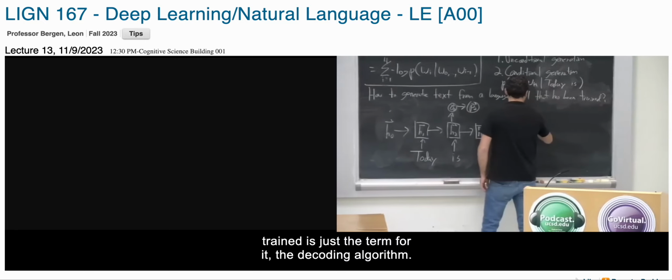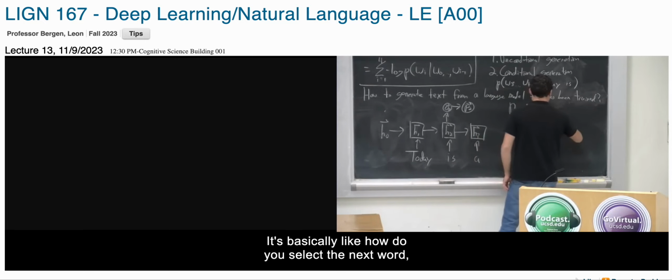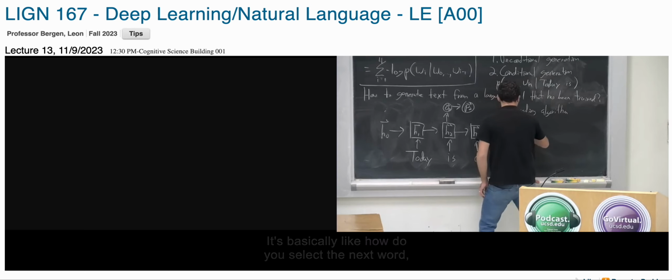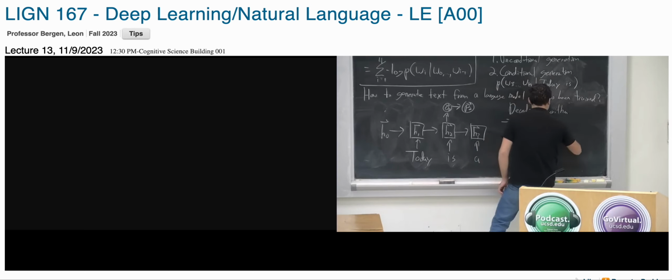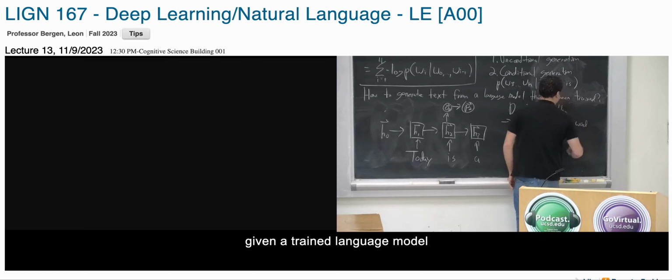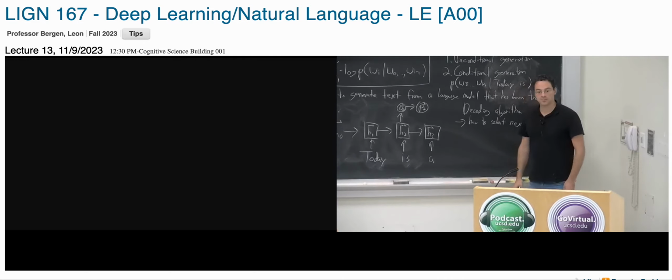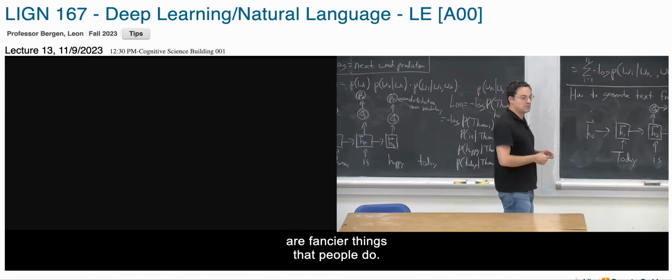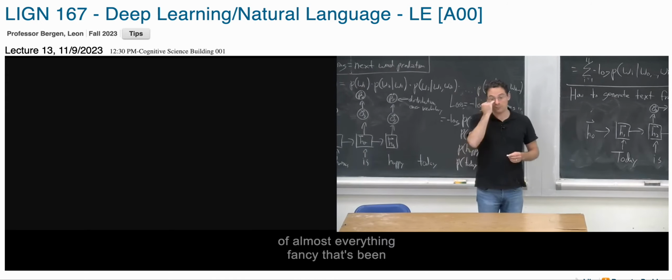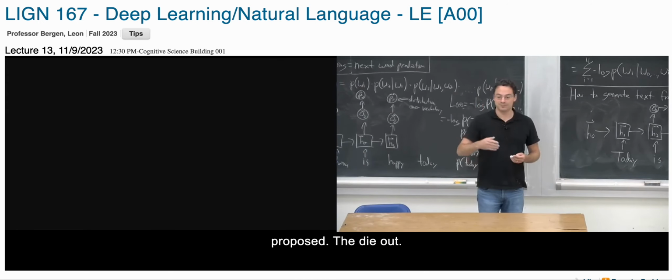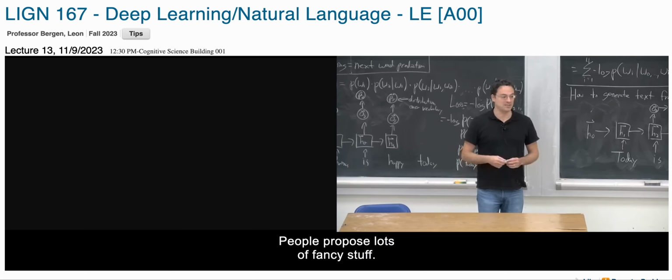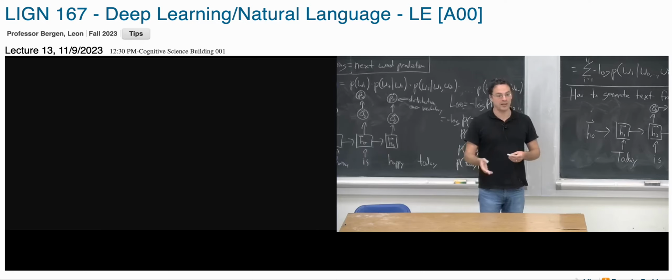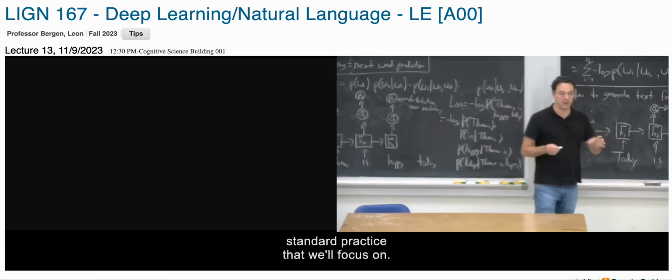So the decoding algorithm is basically how do you select the next word given a trained language model. For the purposes of this, there are fancier things that people do. Honestly, I'm pretty skeptical of almost everything fancy that's been proposed because they die out. It's a very, very sad thing. People propose lots of fancy stuff. None of it really robustly works with the next generation of models. So there's two things that are the standard practice that we'll focus on.